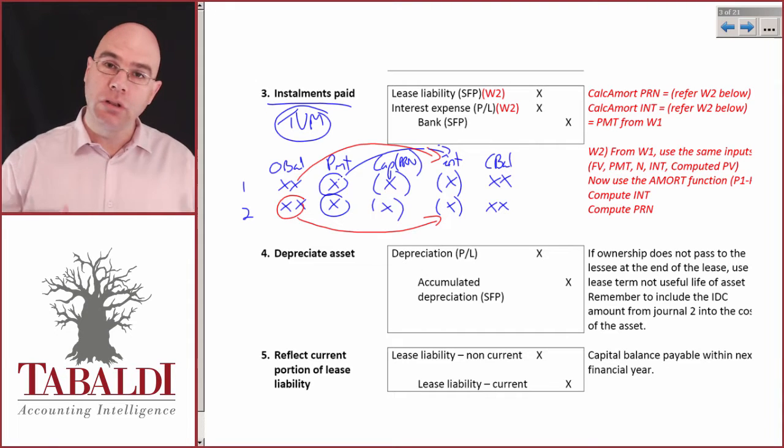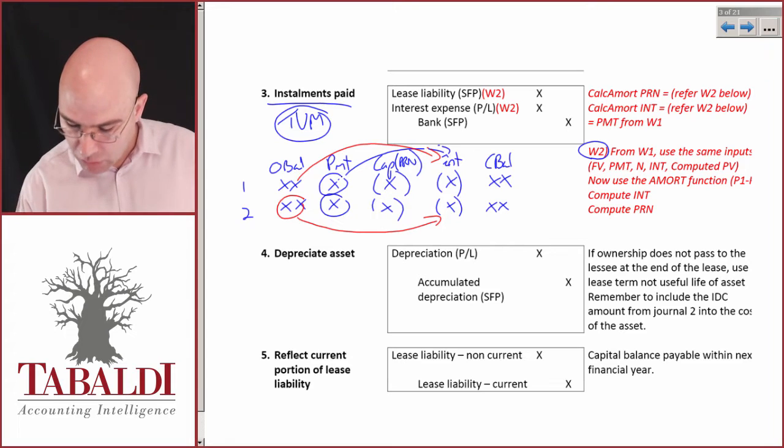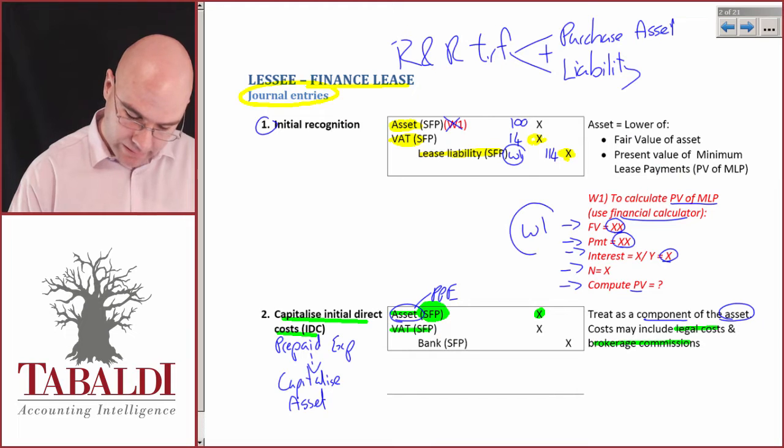Now, why do a long table when you can use your financial calculator? So leave your working one figures in that you did up here. This is your working one figures.